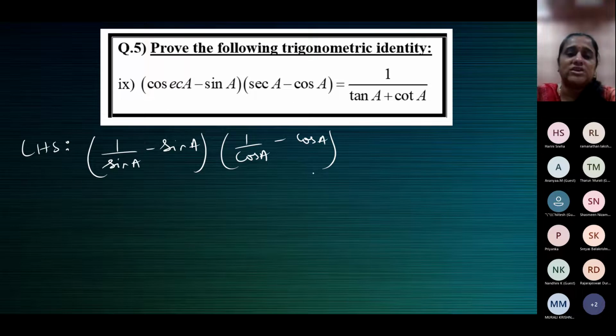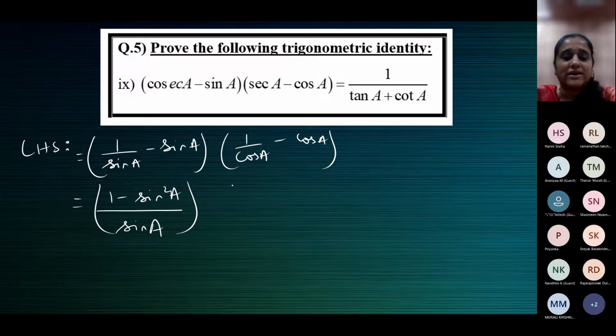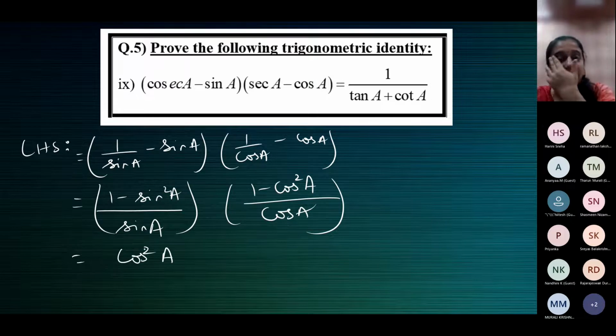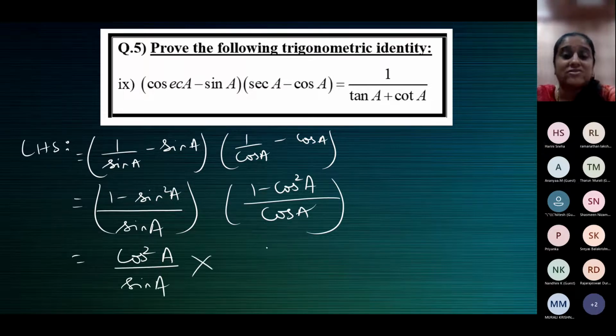When you have other ratios, change it to sin and cos. So cosecant A is 1 by sin A and secant A is 1 by cos A. So once you write this, what is the next step? Common denominator, sin A. So 1 minus sin square A in the first bracket. And in the second bracket, cos A is the common denominator and we have 1 minus cos square A. Now we know that 1 minus sin square A is cos square A.